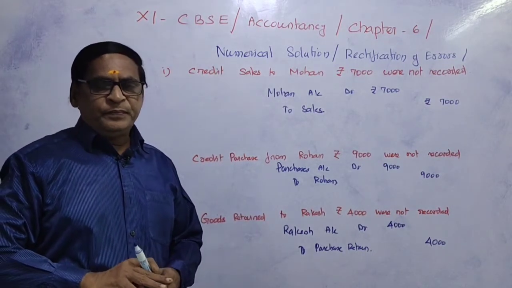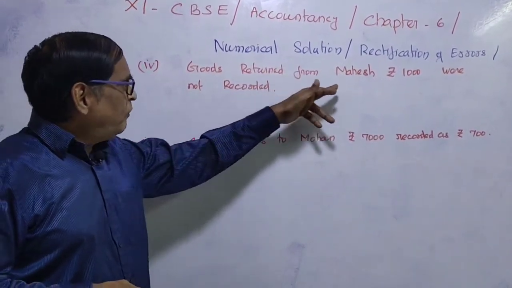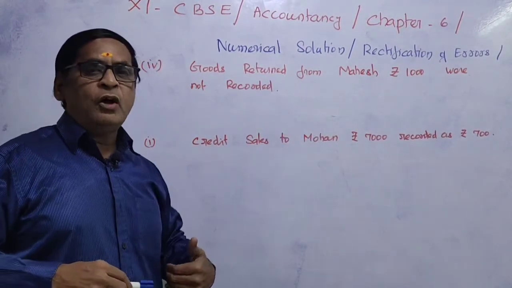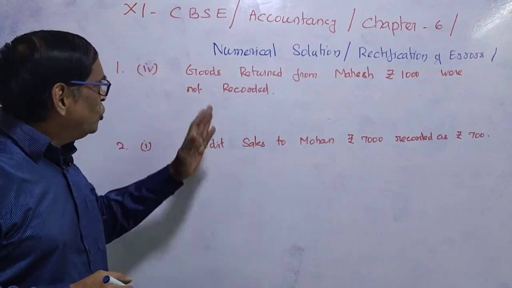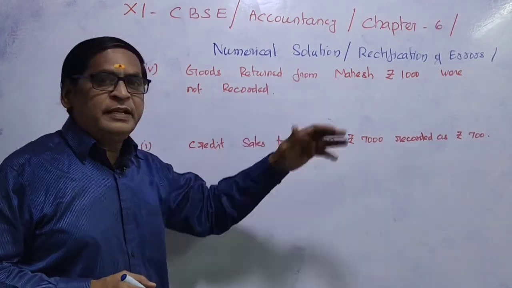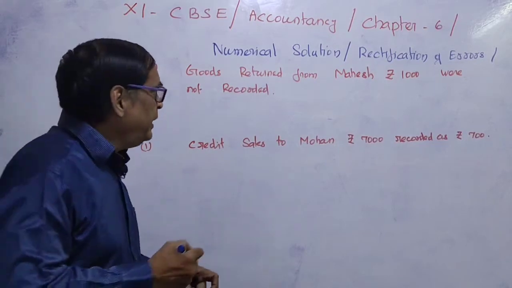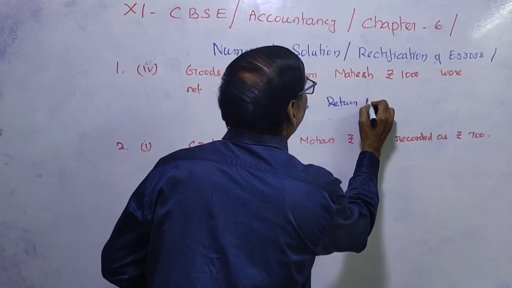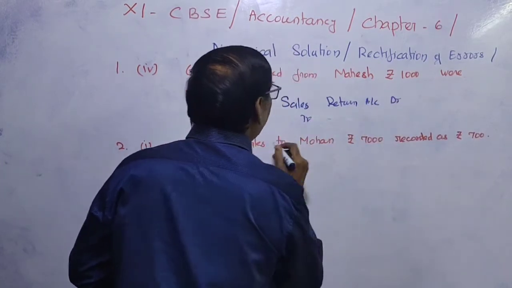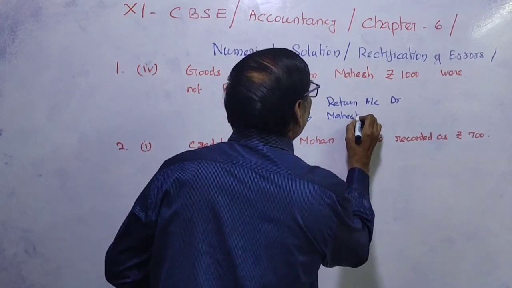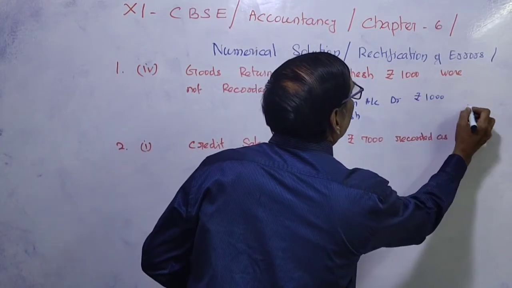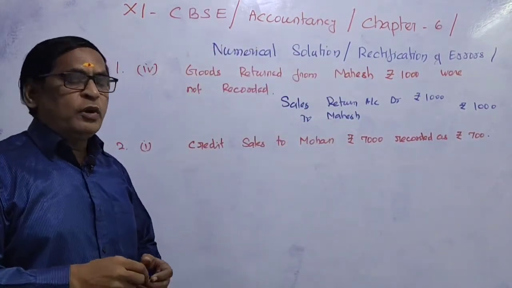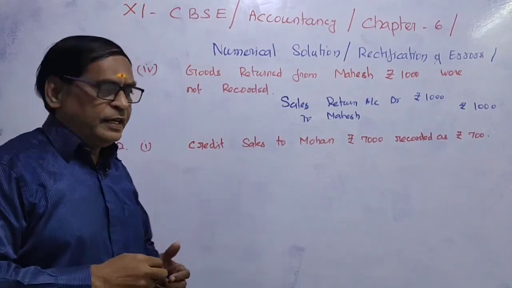The next one: goods returned from Makesh, rupees 1,000, were not recorded. So we have to record it again. Goods returned from Makesh is a sales return. So we have to pass one entry: sales return account debit to Makesh, the giver, rupees 1,000. The narration: the goods returned from Makesh were not entered, now rectified.